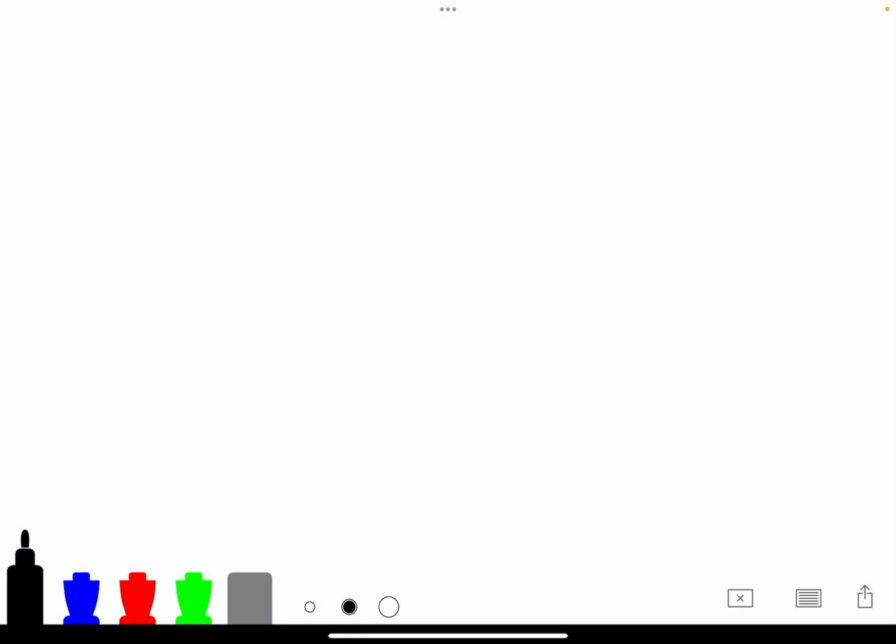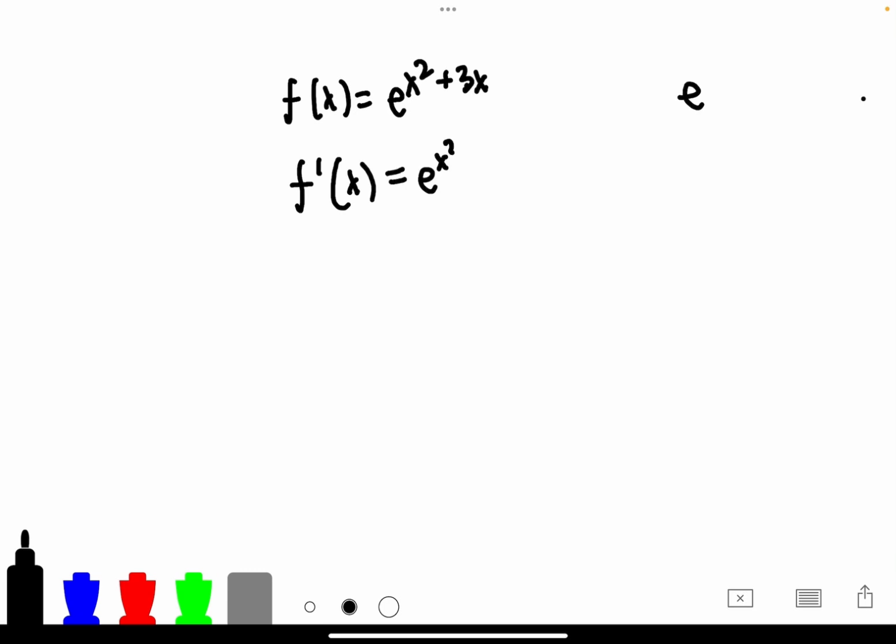Let's try a different example. Let's say f of x is equal to e to the x squared plus 3x. How would you solve this derivative? Well, the derivative of e to the anything is always the same. And then the inside function is just the exponent, so that would be 2x plus 3.